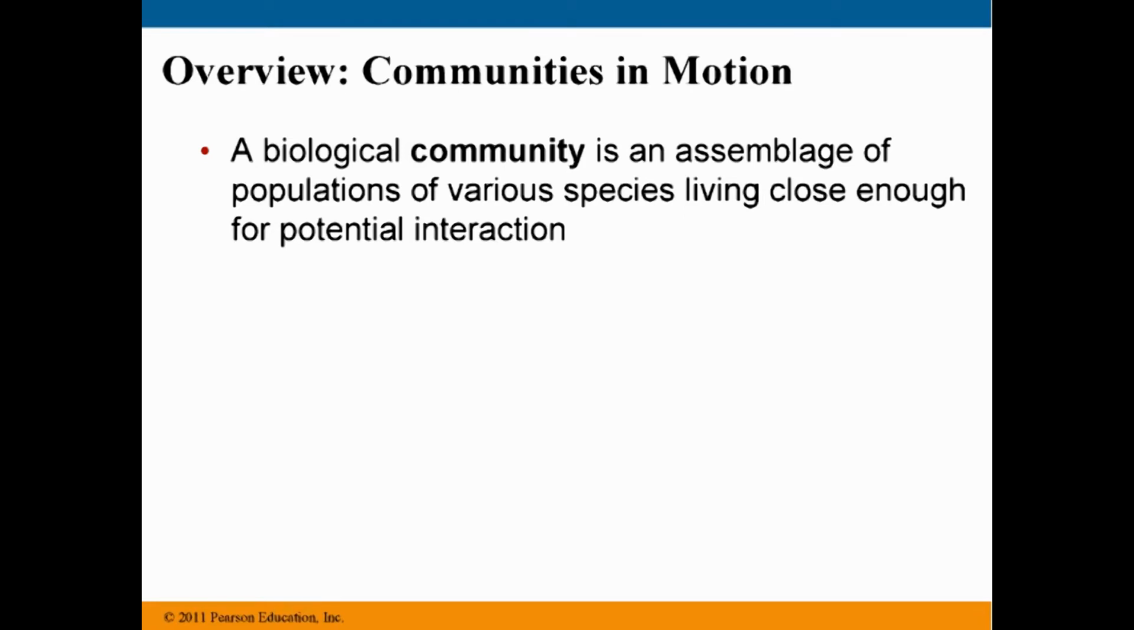A biological community is an assemblage of populations of various species that live close enough for potential interaction. So a community, in essence, can be defined as looking at a particular area, and within that particular area, looking at the populations of different species that live and interact within that area.